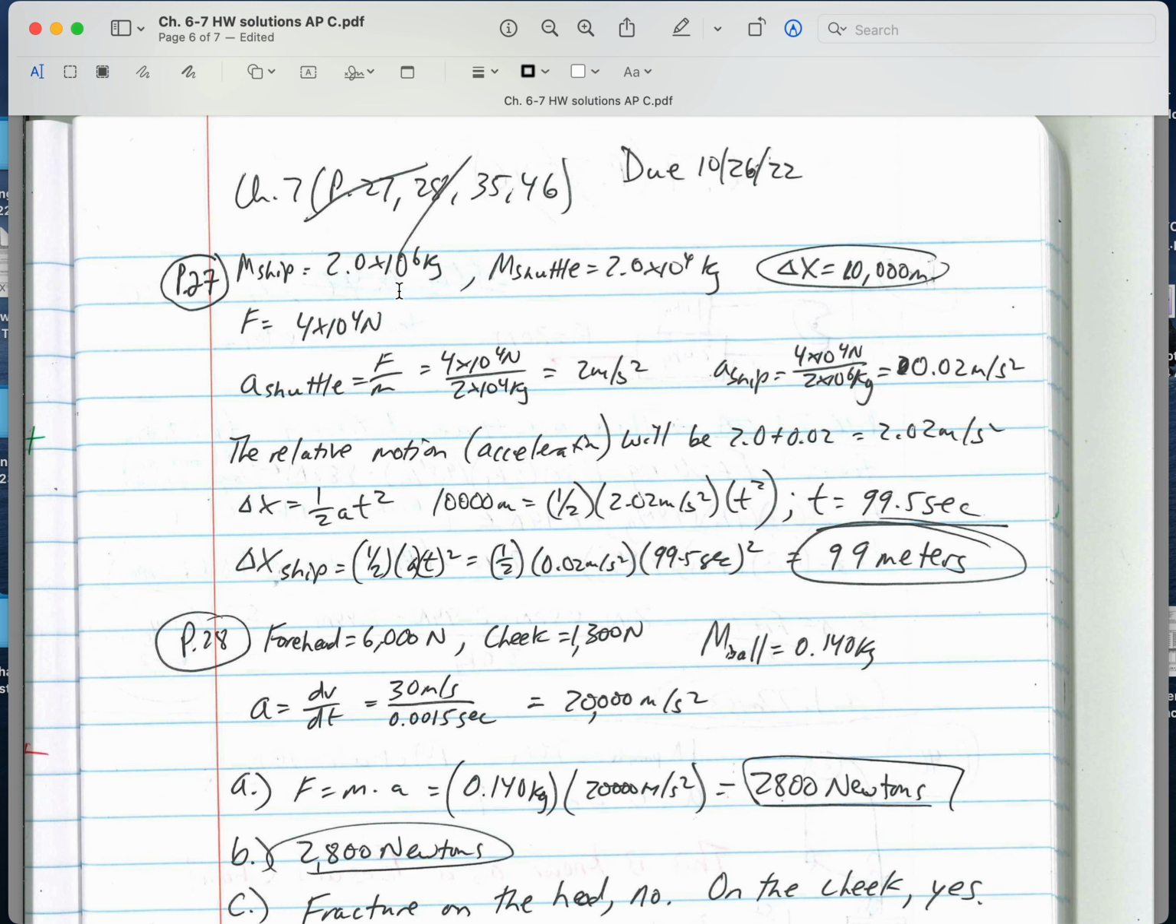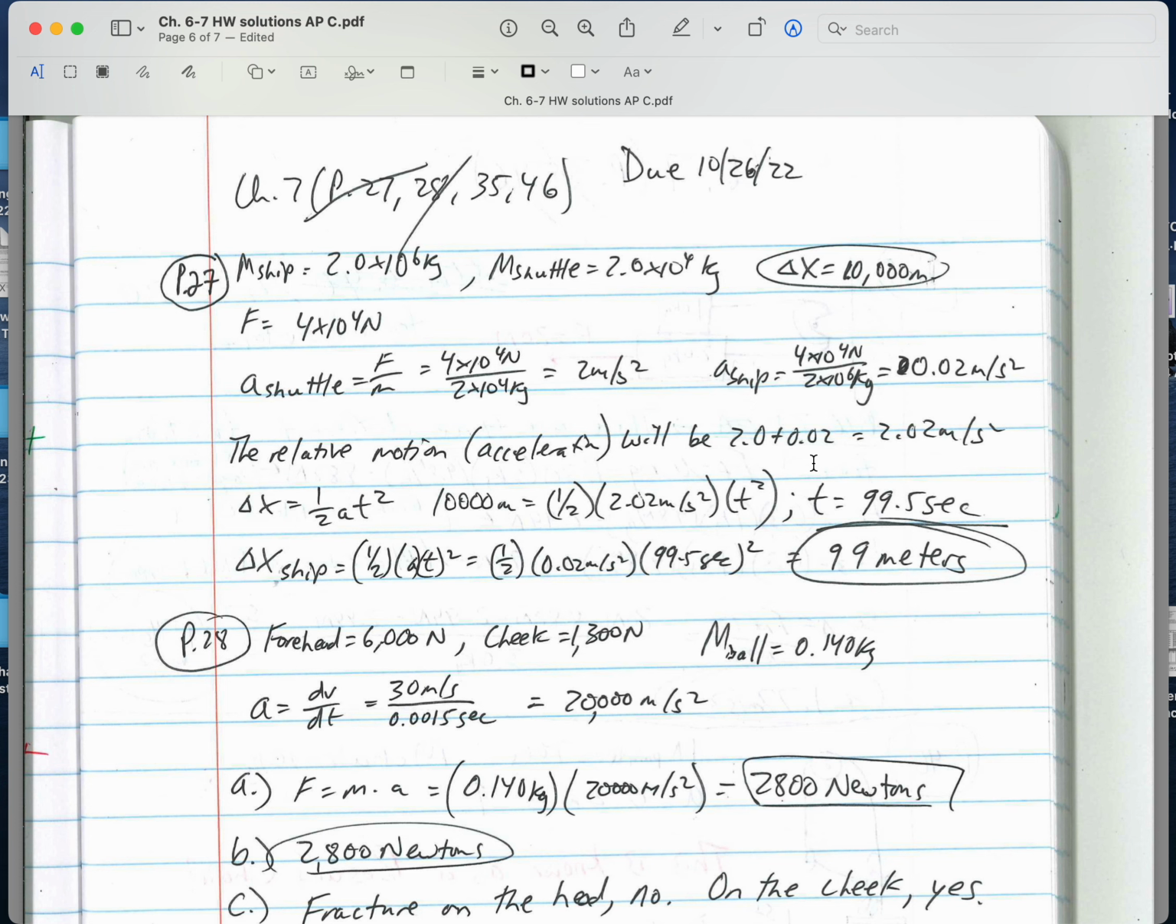Problem 27, you have a starship and a shuttlecraft, and there's a tractor beam, and it's asking you to determine how far the ship moves as it is pulling in the tractor beam. This is a little subtle because the ship has 100 times the mass of the shuttlecraft. The distance between them is 10,000 meters or 10 kilometers. So basically what you need to look at is the net force of the tractor beam, and that would cause a certain acceleration on the shuttle and a certain acceleration on the ship. Therefore, the relative motion between them is going to be an acceleration of 2.02 meters per second squared.